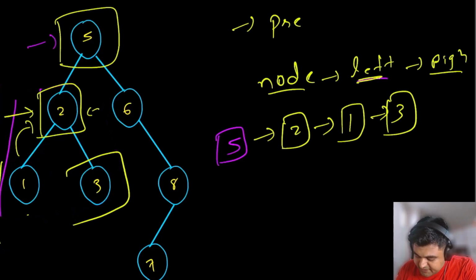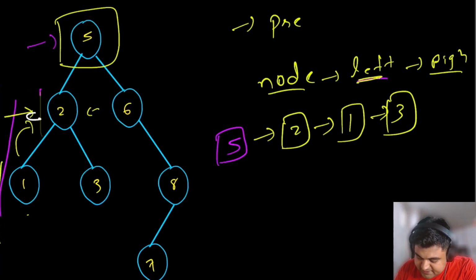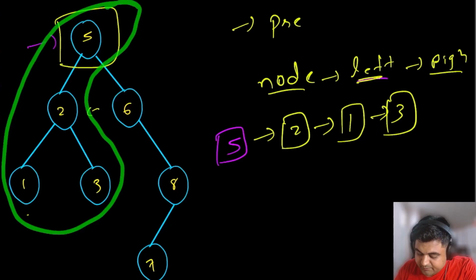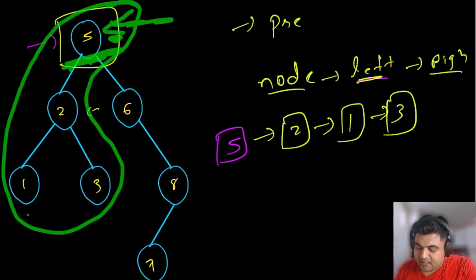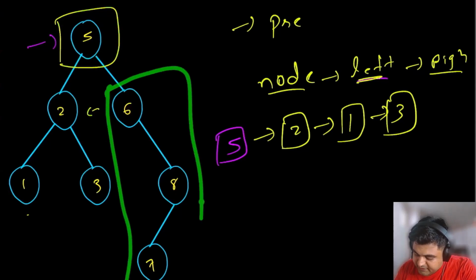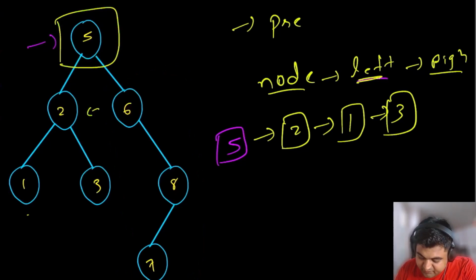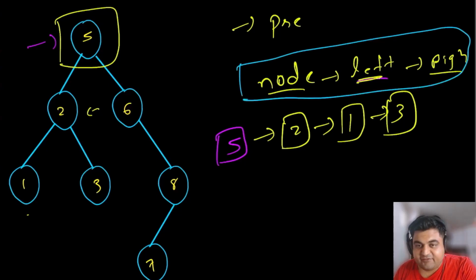Now after these 4 iterations, we have taken care of the entire left subtree from the root, and we already took care of the root node. That was node number 5. So now we are going to take care of the entire right subtree. Again, even for the right subtree, we are going to apply the logic of node, left, and right.